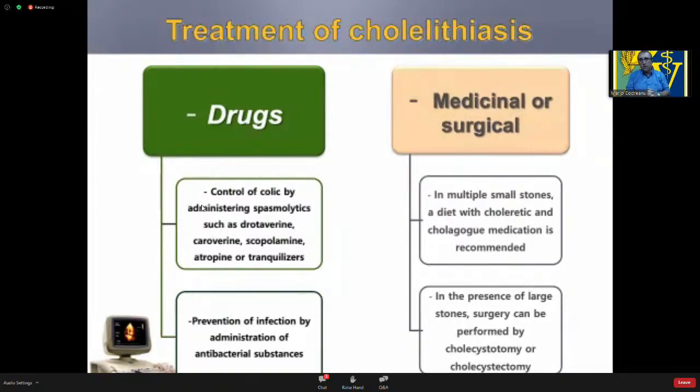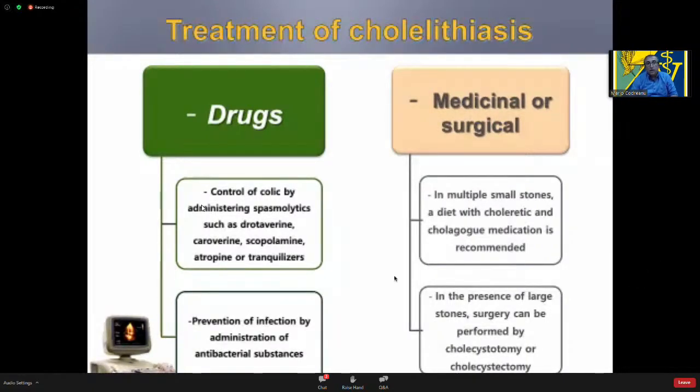In such cases, already in case of the presence of gallstones, we cannot talk only about the dietary treatment. We can recommend and give to our patient specific medicines in order to control the pain, the colic. We can recommend and use spasmolytic drugs. We can recommend drotaverine, Nospa, caroverine, spasmin, scopolamine, Scobutil, Buscopan, atropine, or other medicines, even tranquilizers.